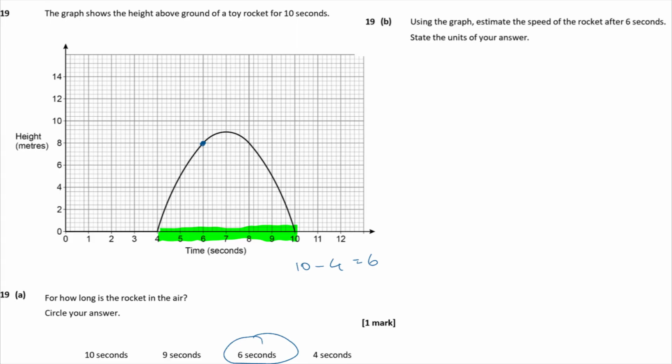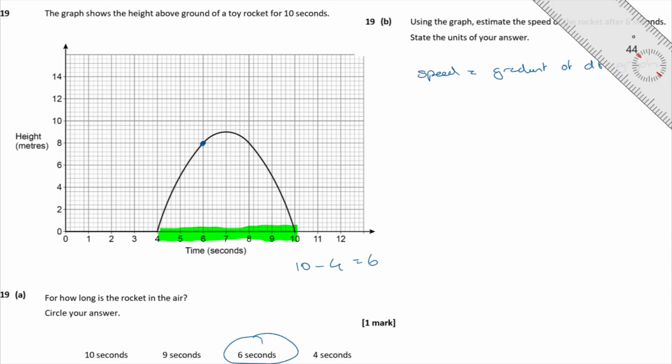Now, generally, if you've got a distance time graph and you want the speed, then you need to find the gradient of the line, isn't it? So speed is equal to the gradient of the distance time graph. The gradient of this distance time graph will give you the speed, but we have got a curve, and finding the gradient of the curve is a little bit more tricky than the gradient of a straight line.